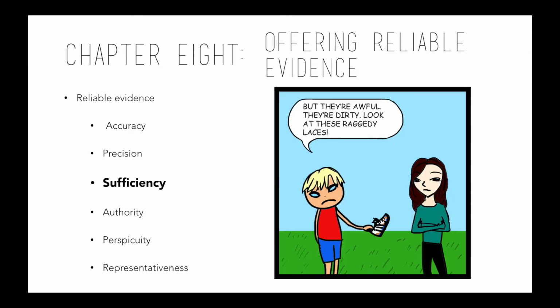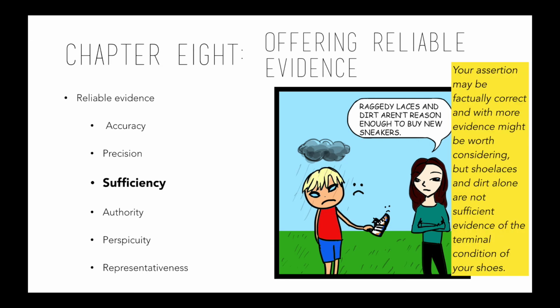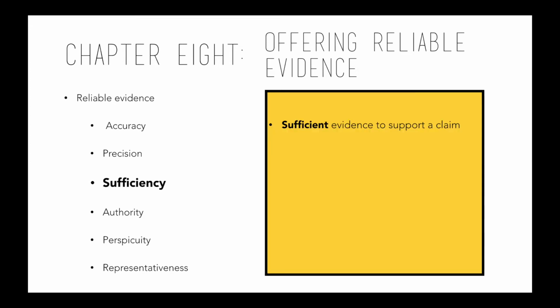The third criterion is sufficiency. For example, the boy then says, "But they look awful. They're dirty. Look at these raggedy laces." Here, his evidence is that his shoes are dirty and have raggedy laces. But the girl may think that raggedy laces and dirt aren't reason enough to buy new sneakers, because while the evidence may be factually correct, it is insufficient evidence of the inoperable, utterly bad condition of your shoes. There must be sufficient evidence to support a claim.